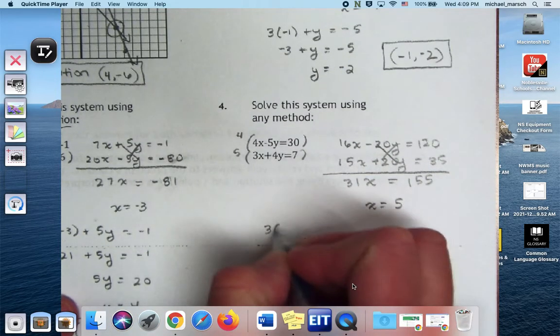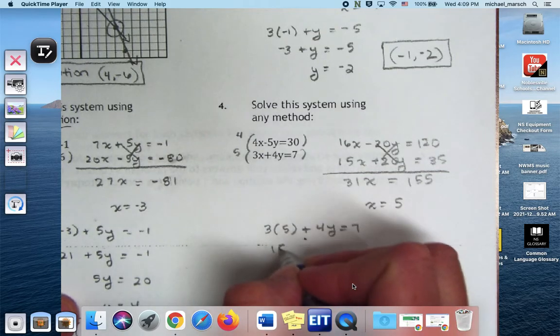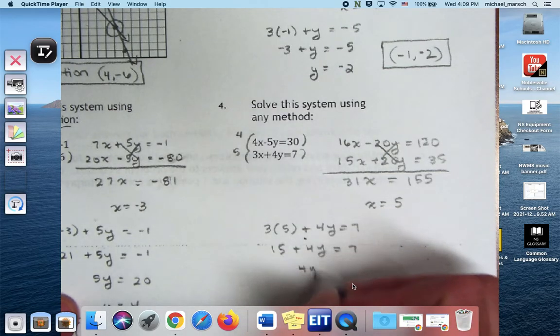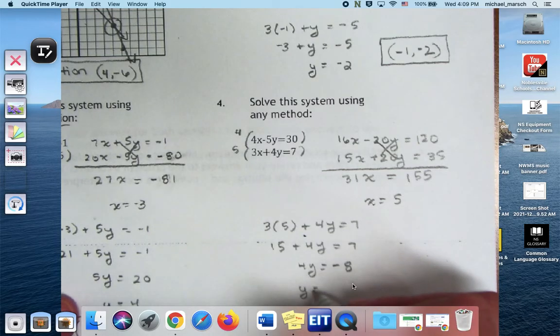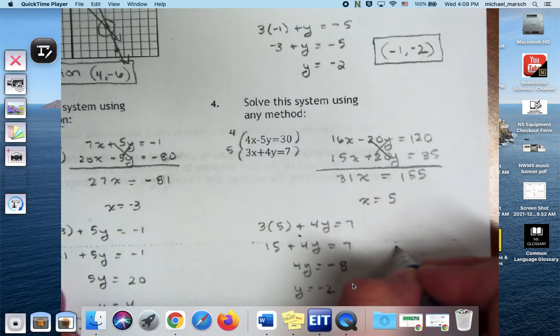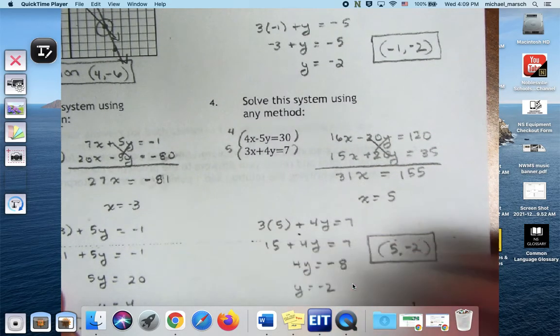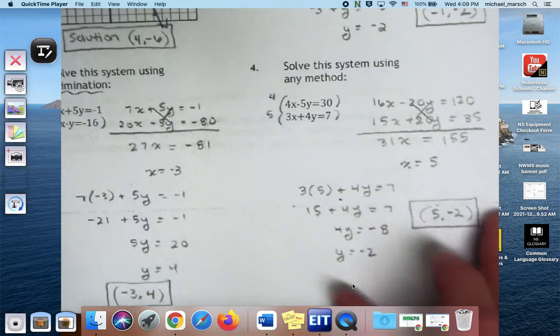So I'm going to have 3 times 5 plus 4y equals 7. 15 plus 4y equals 7. 4y equals negative 8. Y will be negative 2. 5, negative 2 is my answer. So there's the first page for you. Not so bad, right?